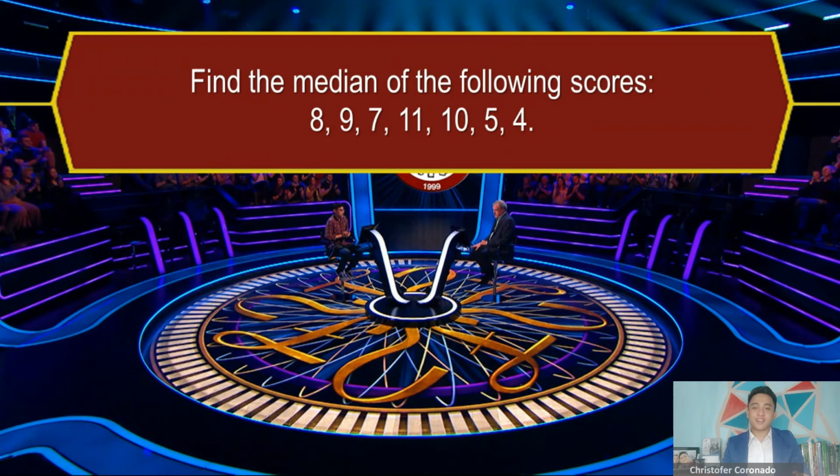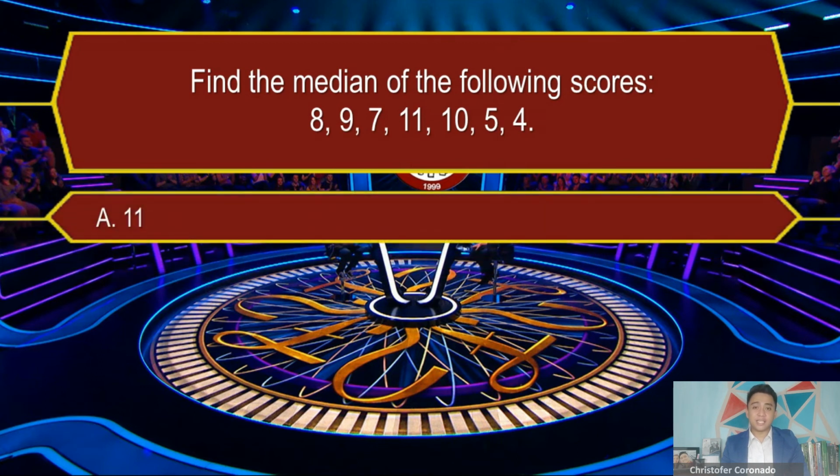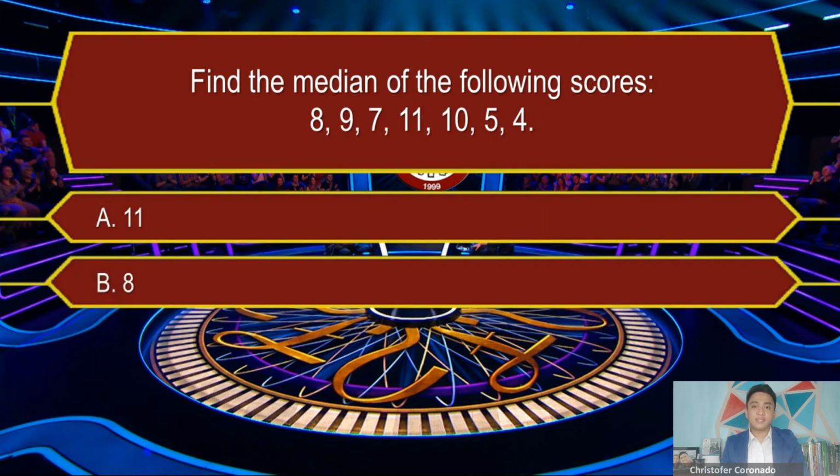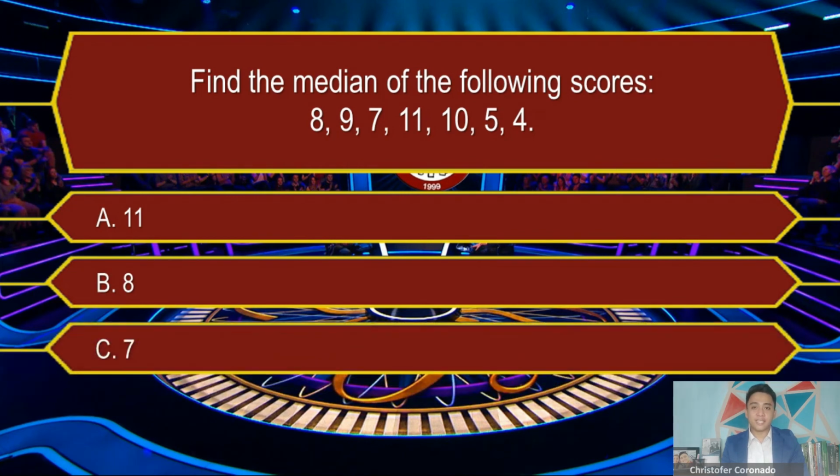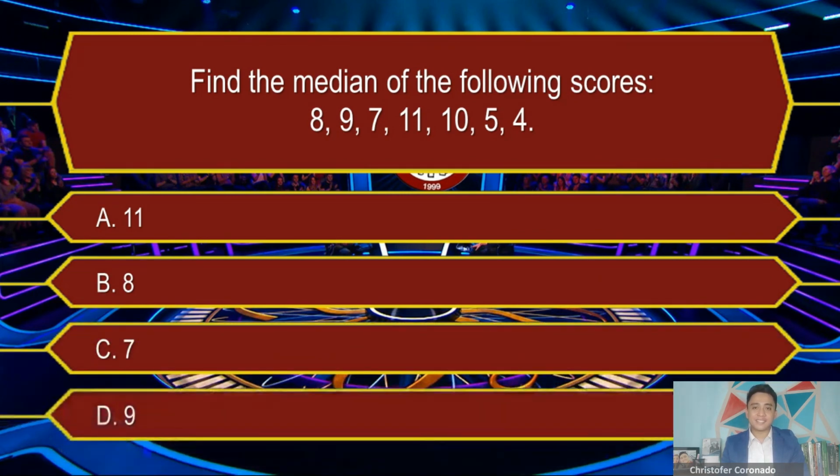Question number 4. Find the median of the following scores: 8, 9, 7, 11, 10, 5, and 4. Again, find the median of the following scores: 8, 9, 7, 11, 10, 5, 4. Letter A, 11. Letter B, 8. Letter C, 7. Or letter D, 9. Your 10 seconds starts now.